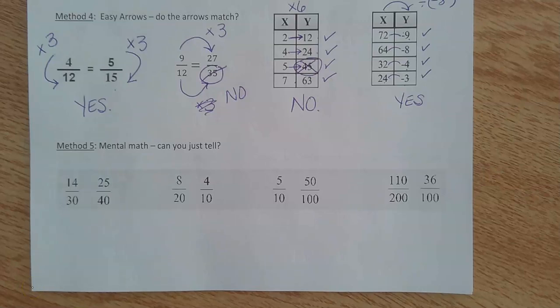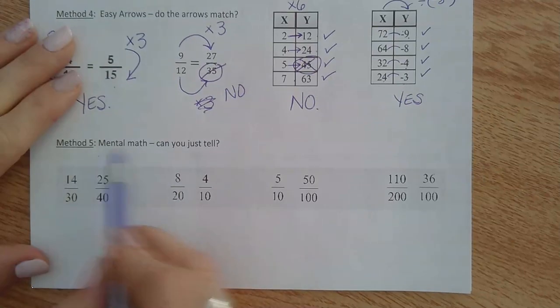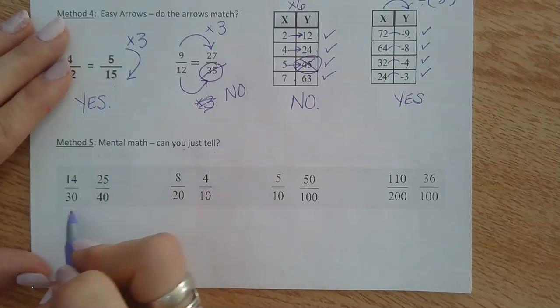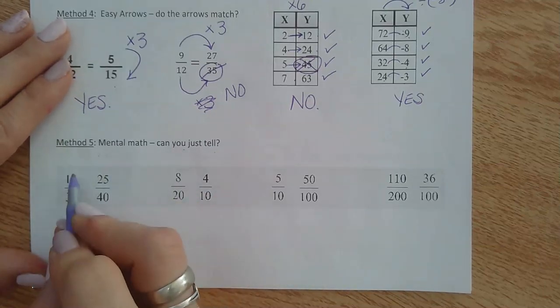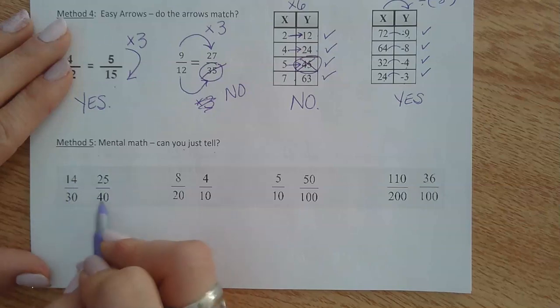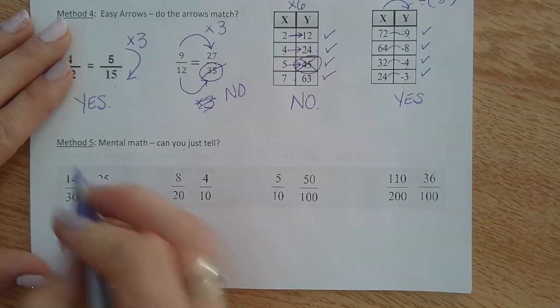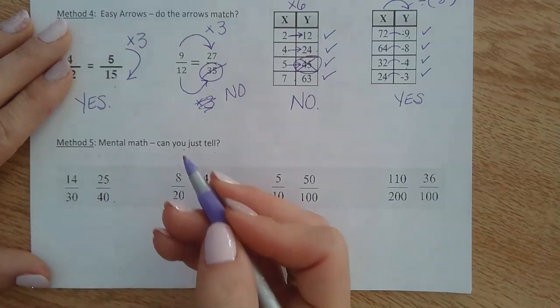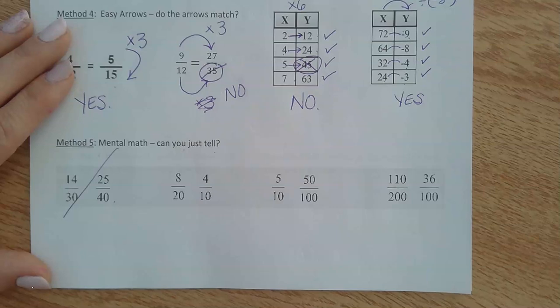Our final strategy is just mental math. Can you look at them and tell if they're equal or not? Okay. I like to think of like, oh, this is about 1/2, but less than 1/2, right? 15 over 30 would be 1/2. 25 over 40, that's more than 1/2. So clearly they're not equal.